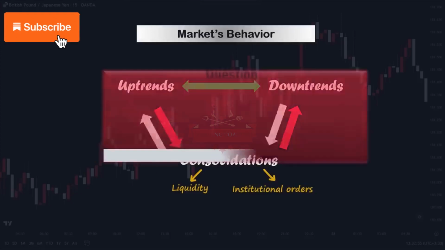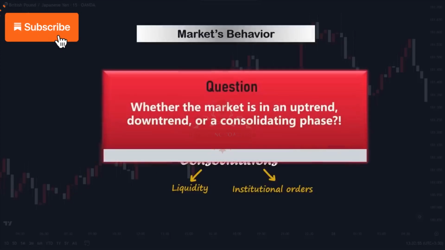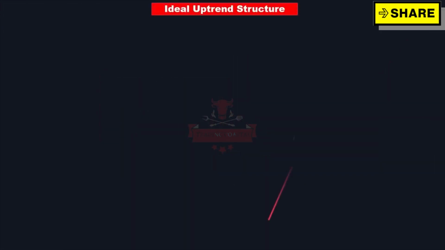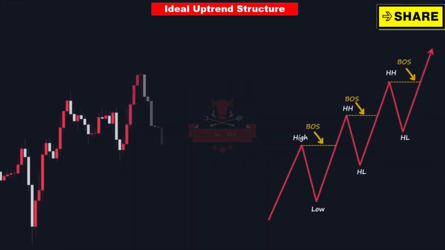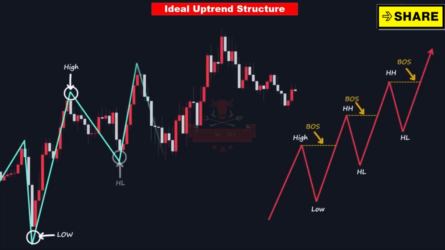The first question to consider when opening charts on your screen is whether the market is in an uptrend, downtrend, or consolidating phase. To gain a solid understanding, let's begin with a basic introduction to market structures and then delve into the key points of advanced market structures.